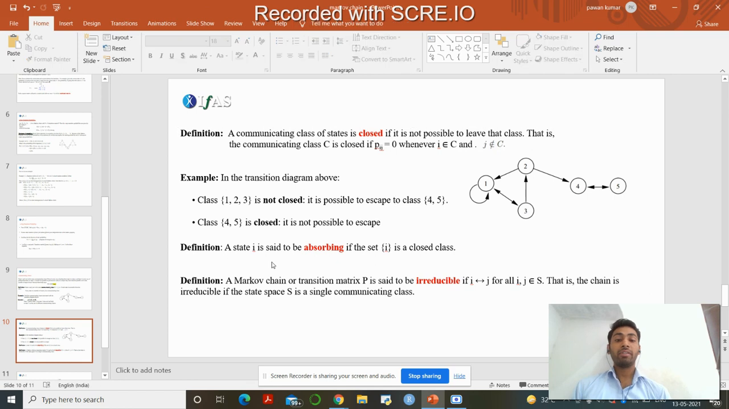So I give a definition also. A state I is said to be absorbing if the state I is closed. If a class or communicating class is closed, we say it is absorbing. This is a definition. Remember that.